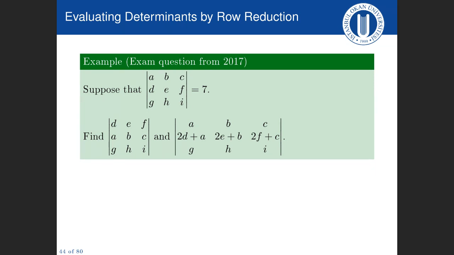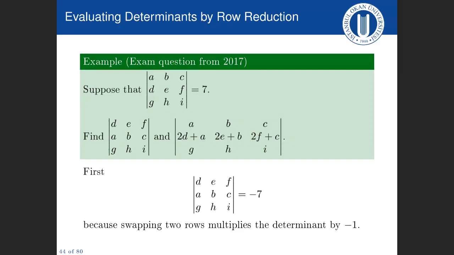Let's look at the first one. How do we go from the matrix that we know to this one? The answer is we swap the first two rows. And what happens to the determinant when we swap two rows? We multiply the determinant by minus 1. So straight away we can write down that the determinant of the matrix DEF, ABC, GHI is minus 7.